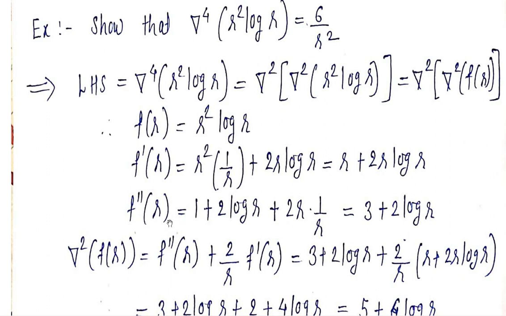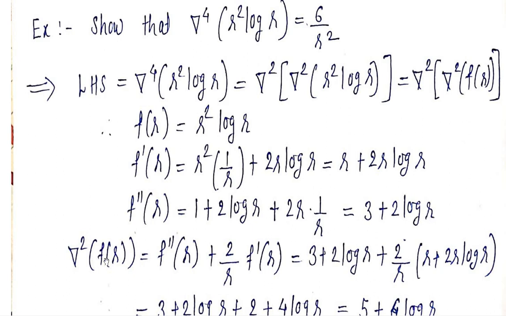So this is f dash of R. F double dash of R means again finding the derivative of this f dash of R with respect to R. So the derivative of R is 1, plus 2 multiplied by R into log of R, where we have to use the product rule. 2 as it is, derivative of R is 1 multiplied by log of R, so 2 log of R, plus 2R as it is, derivative of log of R is 1 by R. So 2R gets cancelled, 2 plus 1 is equal to 3 plus 2 into log of R.